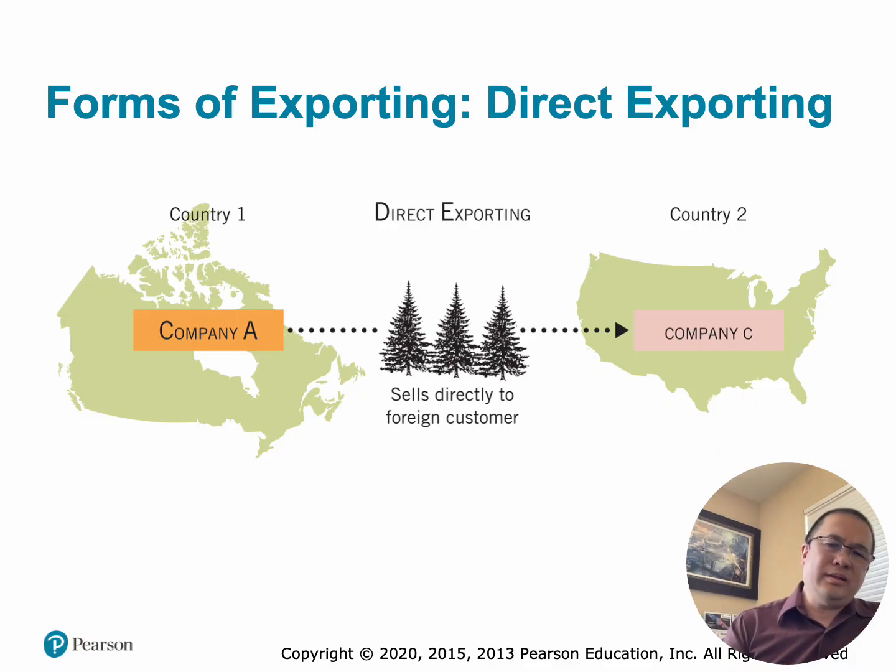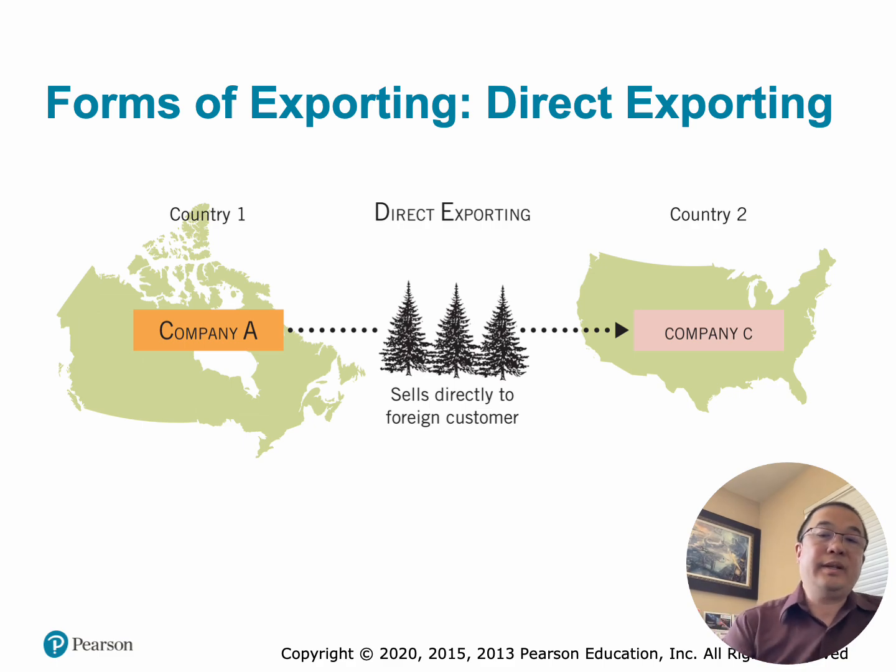So why is it called direct exporting? The manufacturer deals directly with the foreign customer, distributor, retailer, or end user. Company A is responsible for finding foreign customers, negotiating sales contracts, handles shipping and logistics, takes care of export documentation, and also takes care of customer support and payment collection.